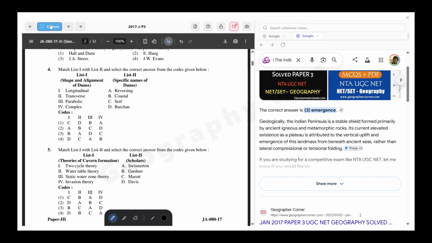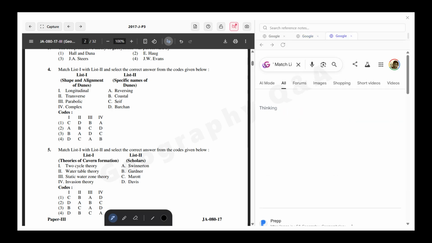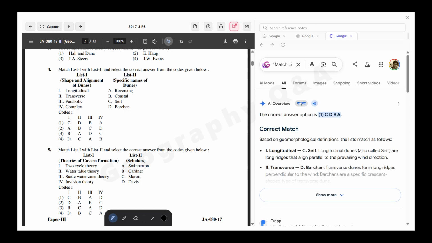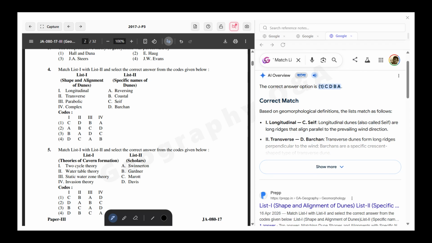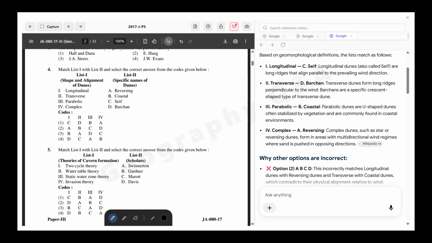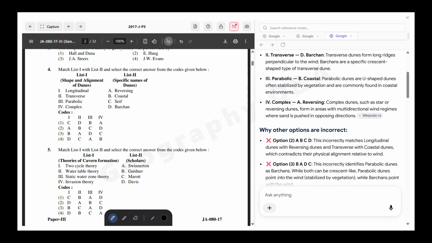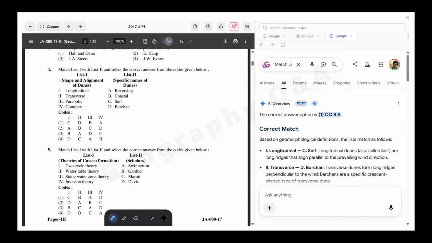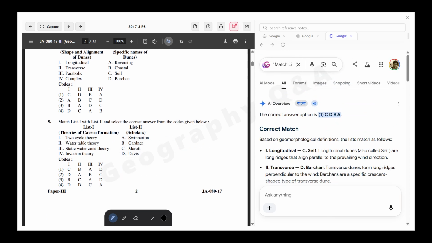Third question: the shape and alignment of the dunes and the specific names of the dunes. So longitudinal, transverse, parabolic, and complex. The first one, longitudinal, is the Seif dunes. Transverse is Barkhan dunes, followed by parabolic is coastal dunes, and complex is the reversing dunes. So the correct match is CDBA. That means option one is the correct one.